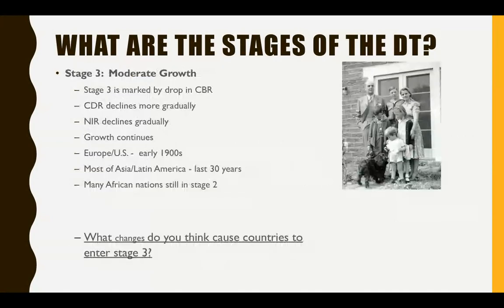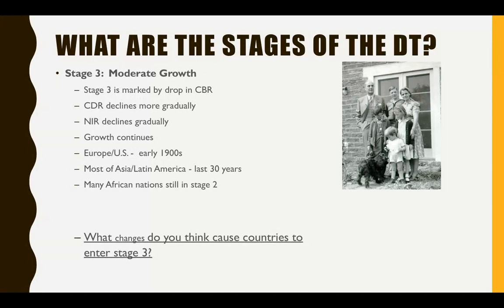All right. Then we have stage 3, which becomes kind of a moderate growth stage. We look at a drop in the crude birth rate now. And so now that the crude birth rate is starting to decline a little bit, the crude death rate is continuing to decline, our natural increase rate will now start to decline as well. That doesn't mean that our population is not growing. Our population at this point continues to grow, just not at such a massive growth rate as we saw in stage 2.